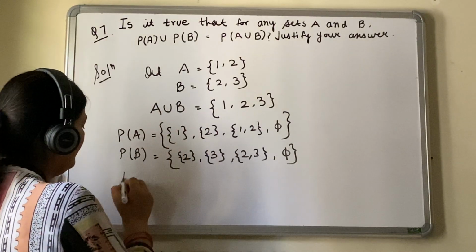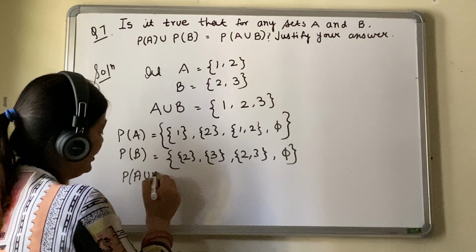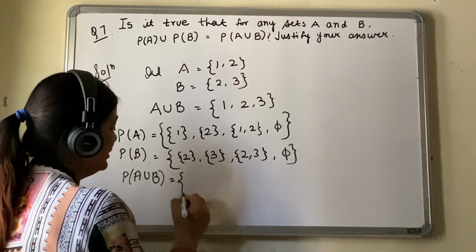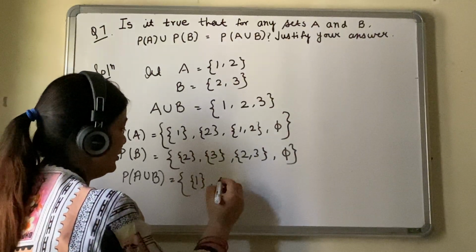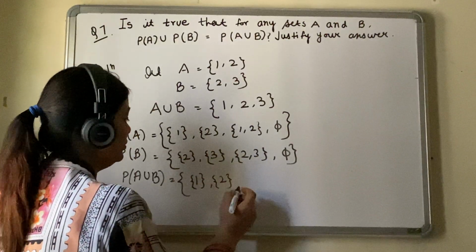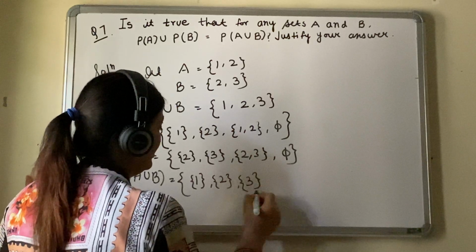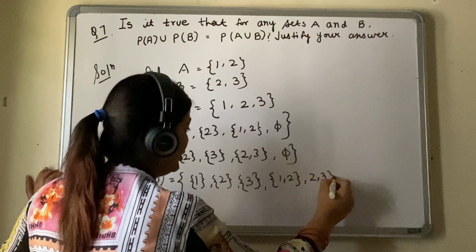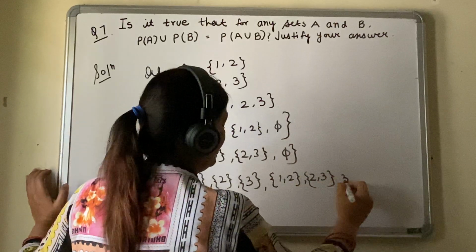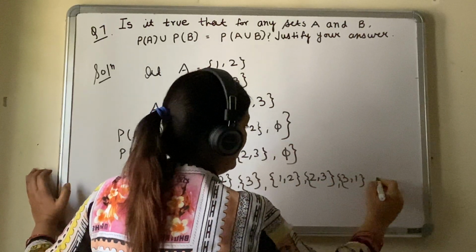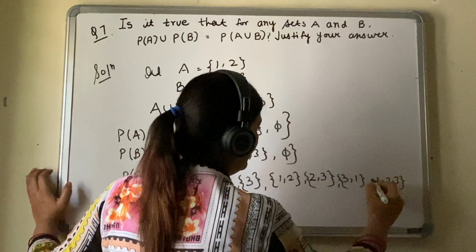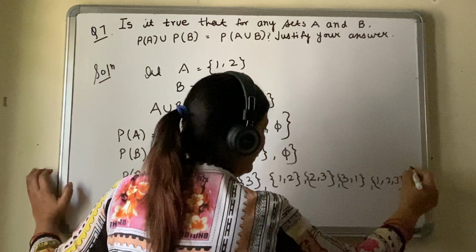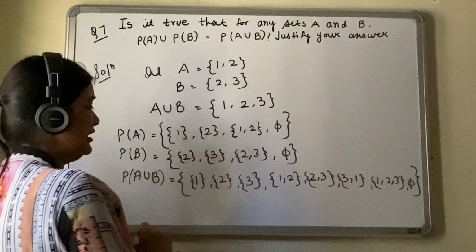Now power set of A union B. It will be {1}, {2}, {3}, {1, 2}, {2, 3}, {3, 1}, {1, 2, 3} and the empty set, and collection of all these subsets.